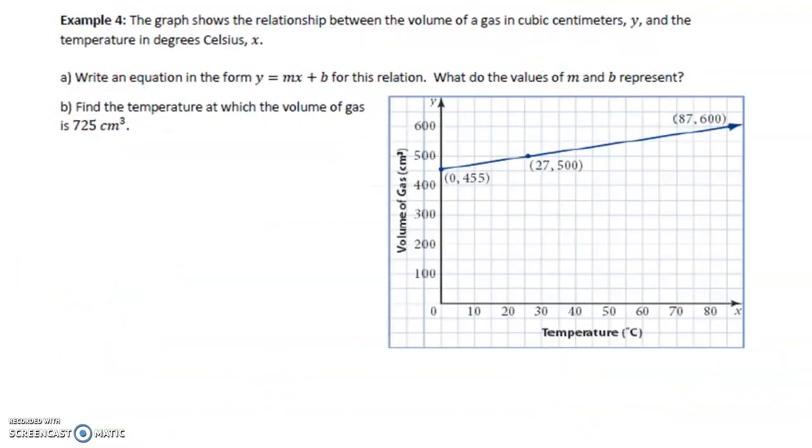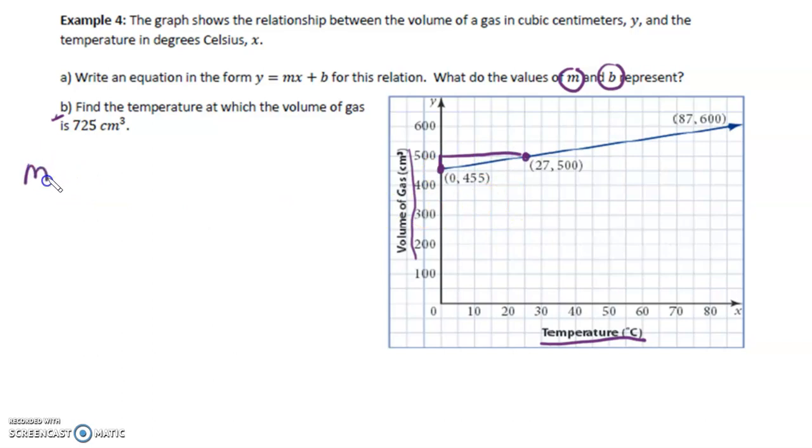Okay, example 4, the graph shows the relationship between the volume of gas in cubic centimeters, which is our Y, right? Volume of gas here, and the temperature in degrees Celsius, which is our X value. So we're going to go ahead and write an equation in the form y equals mx plus b, and then state what m and b represent. Okay, so we've done this so far, and then we're going to actually do some algebra in B. So the slope is going to be, we're going to go from this point here to this point here. So we're going to go rise over run.